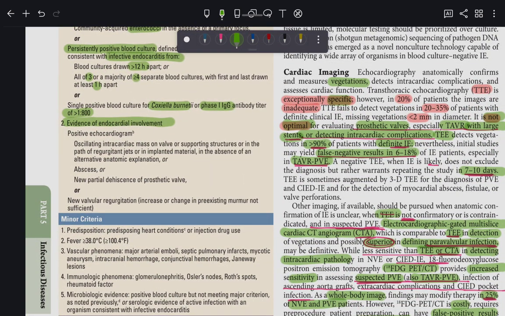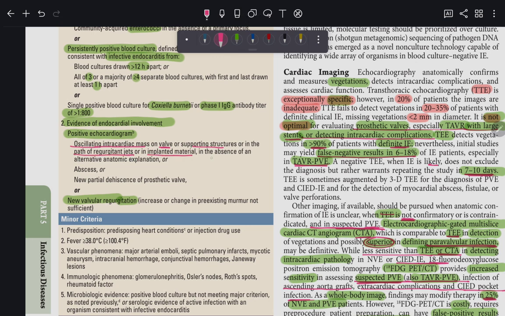What is evidence of endocardial involvement? The patient has to have a positive echocardiogram or new valvular regurgitation. We define it as: the patient has an oscillating intracardiac mass on valves or supporting structures, or in the path of the regurgitant jets, or on implantable material.